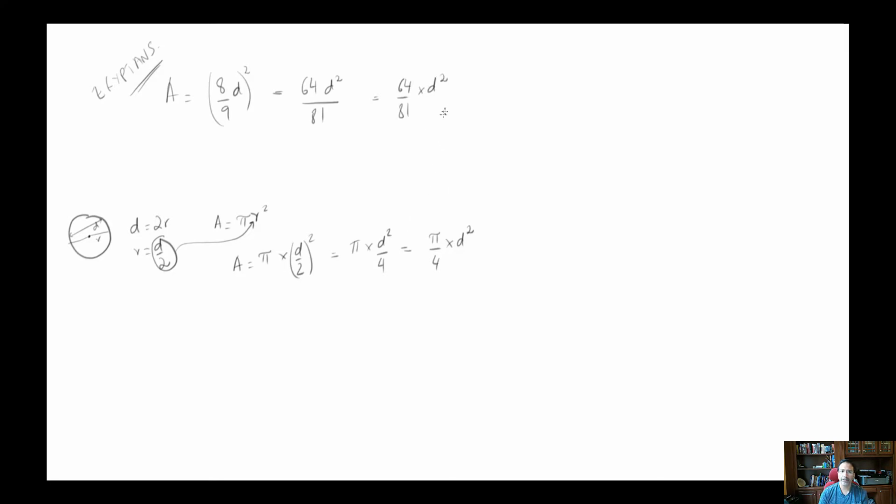Now, in order to compare the two, we know that both formulas have d squared, so the only difference would be between these two terms, 64 over 81 and pi over 4. So let's see how close the Egyptians were to computing the right value of pi. These two have to be equal, so if pi over 4 is equal to 64 over 81, pi would be equal to 4 times 64 over 81. Let me pull up a calculator so we can see what that comes out to be.